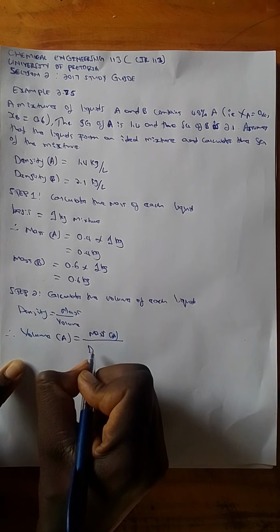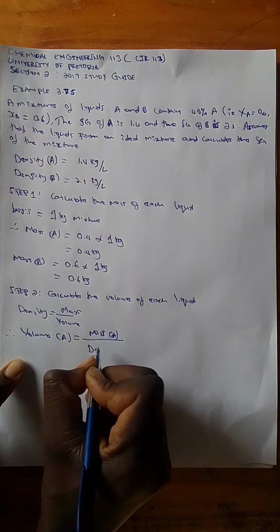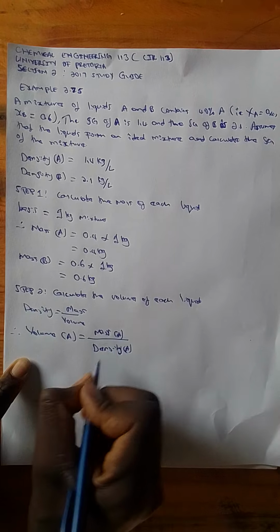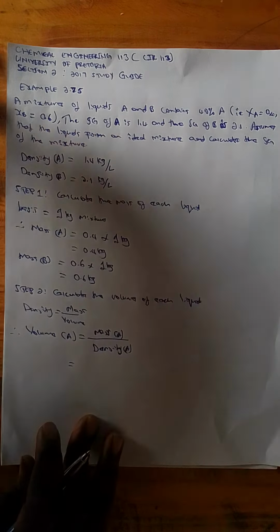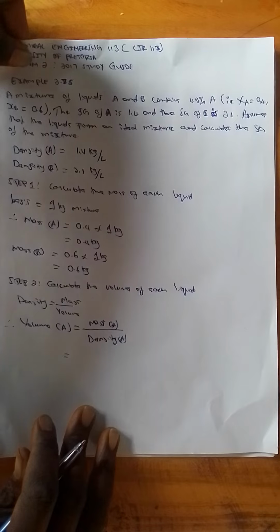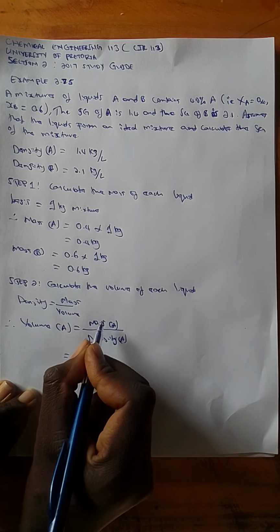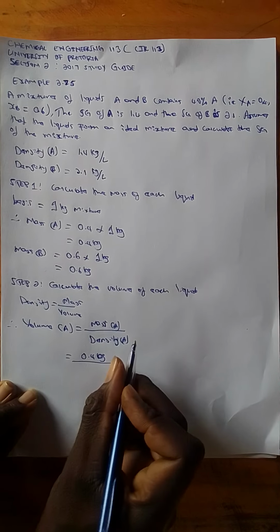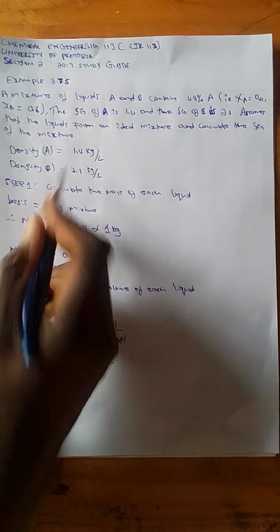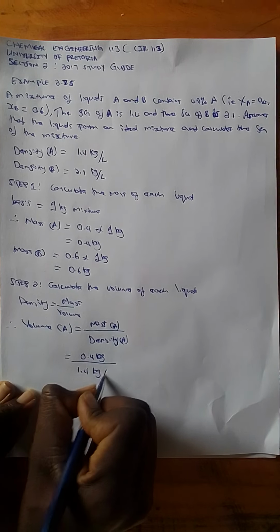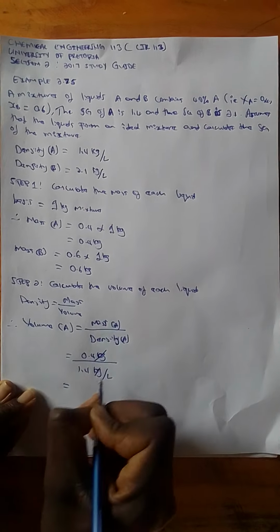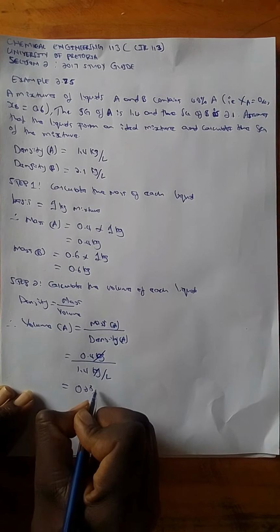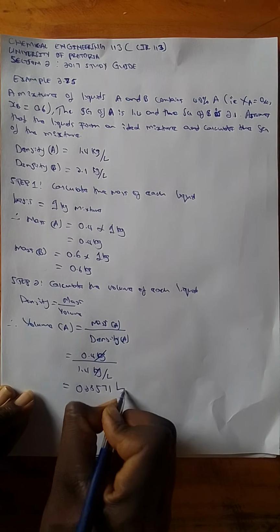We know that the volume of A is going to be the mass of A over the density of A. Let me just put this properly here so it becomes clearly visible. So the mass of A, we calculated to be 0.4 kilograms, and the density of A, we already found to be 1.4 kilograms per liter. Now, the kilograms fall off, we get left with 0.28571 liters of A.